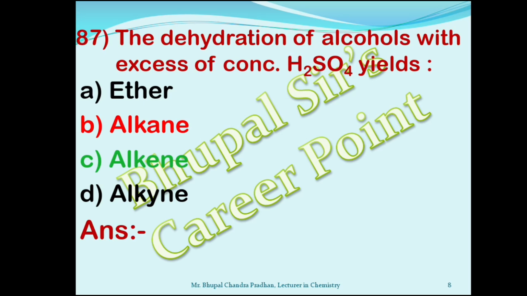Dehydration of alcohols, we discussed in the last question. Dehydration of alcohols can give us two products, maybe ether or alkene, but the product depends upon the accessibility of the compound, whether alcohol is taken in excess or H2SO4 is taken in excess. If alcohol is taken in excess, then ether is formed. If concentrated H2SO4 is taken in excess, then dehydration takes place and alkene is formed. So the correct answer is option C, that is alkene. Thanks for the students who have given option C as their answer in the live chat.